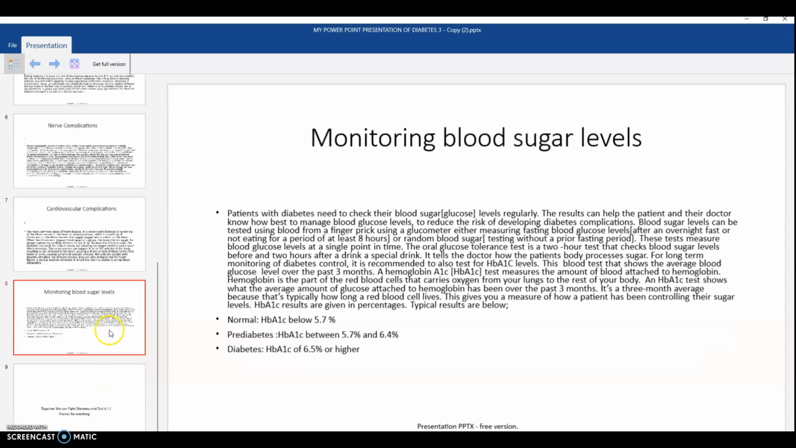Lastly, let's look at how we can monitor diabetes. The patient with diabetes needs to monitor their blood to help them manage their blood glucose levels to reduce the risk of developing diabetes complications. Blood sugar levels can be tested using a finger prick, using a glucometer.